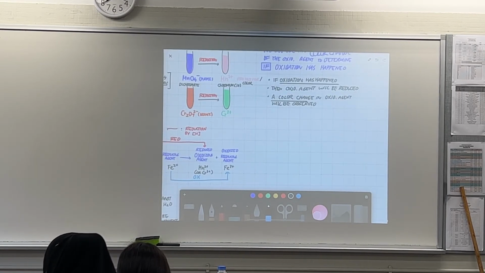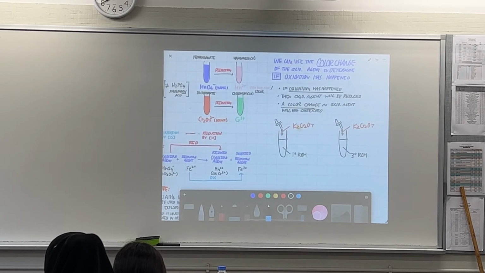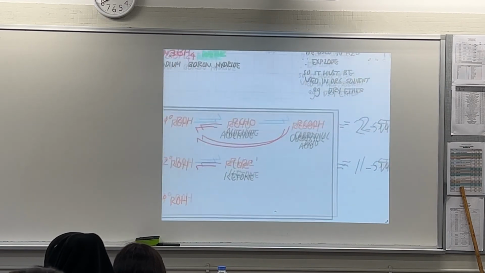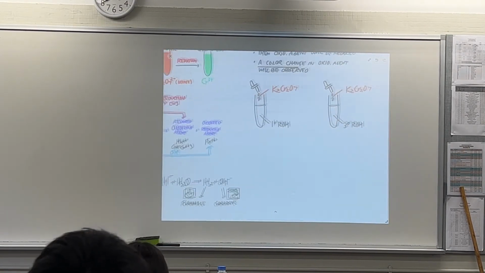Which brings us to this question. Can you tell me what will happen if I add a few drops of K2Cl2O7 into primary alcohol? And what happens if I add a few drops of the same reagent, K2Cl2O7, into tertiary alcohol? What will I see after some time? You can refer back to this map. Which of these alcohols is very stubborn? It refuses to be oxidized. Tertiary. That means the oxidizing agent cannot do a thing to it.